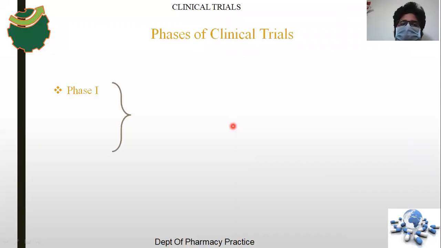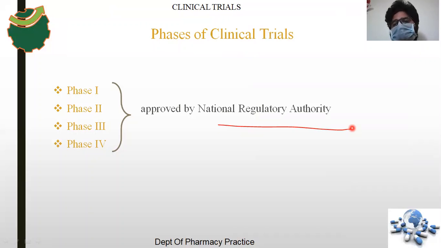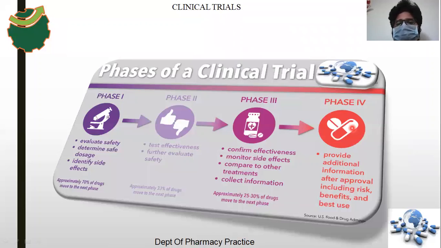So phases of clinical trials, as you know, we have 4 phases of clinical trials. Everything should be approved by the national regulatory authorities like DCGI and CDSCO in India, ICH GCP or FDA in the US, Europe, Australia, right? Yeah, this is the same again, the 4 phases of clinical trials.